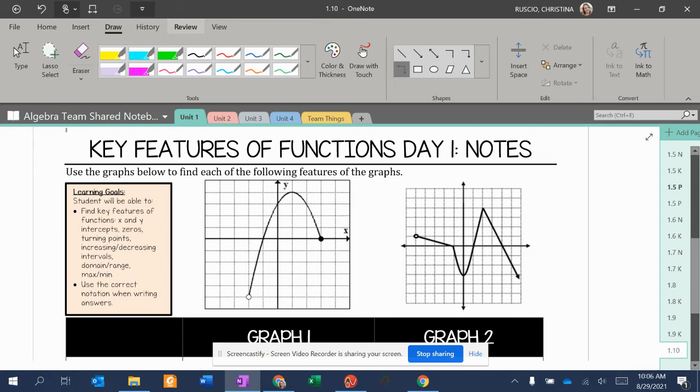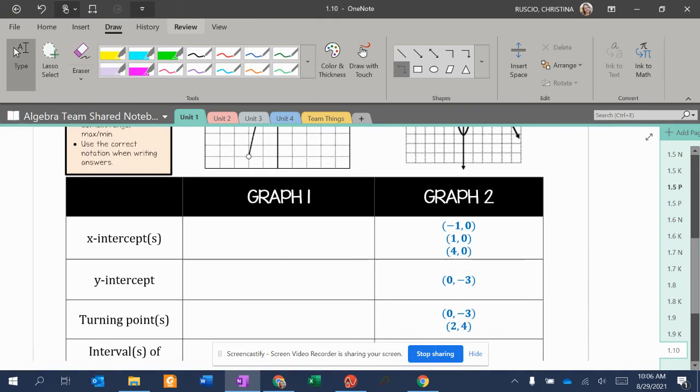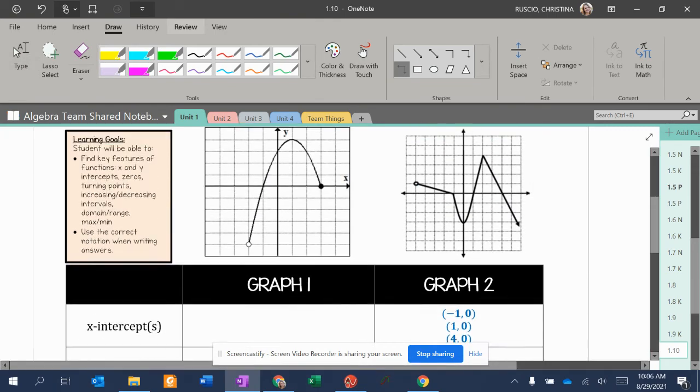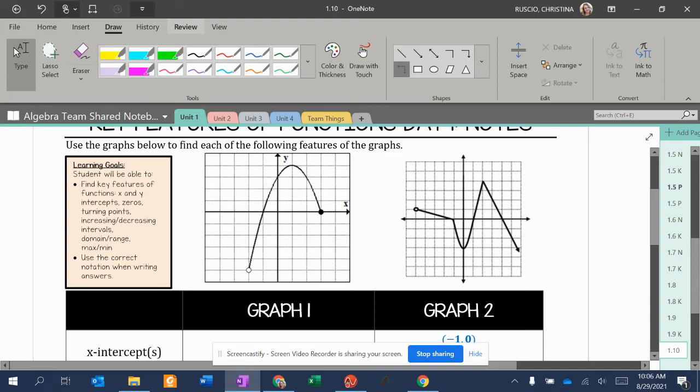In this video, we are going to have the learning goals of finding key features and identifying them, and equally as importantly, using the correct notation when writing the answers. As you can see, Graph 2 has been done for us, so we're going to be able to use that to help guide us as we answer some of these questions if needed. So let's begin.